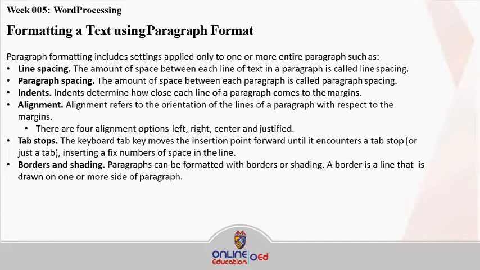And of course, we can also have borders and shading. Paragraphs can be formatted with borders or shading. A border is a line that is drawn on one or more sides of the paragraph. So you have to select first the set of text or the sentence or the paragraph, and then you have to click the borders and shading for you to apply the borders and shading. So that is formatting a text using a paragraph format.